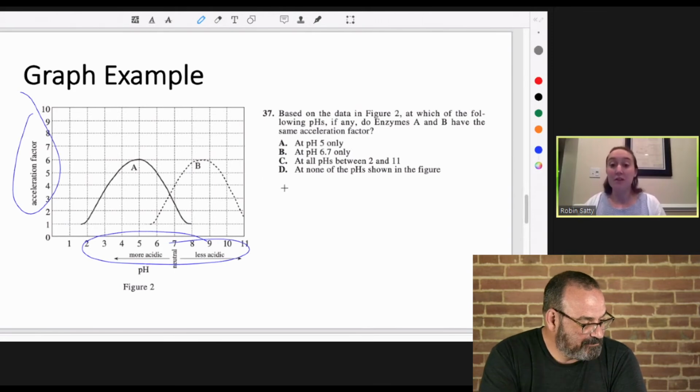So in this particular question, based on the data in figure 2, it tells us which figure to look at. Always listen to the hints that the question is giving to you.